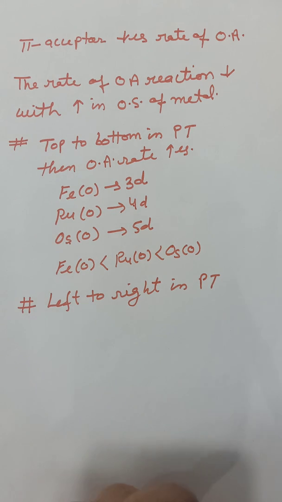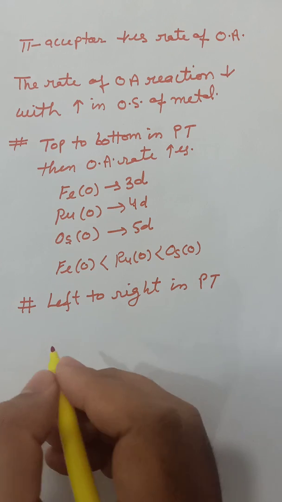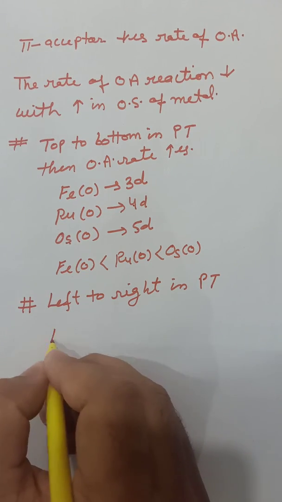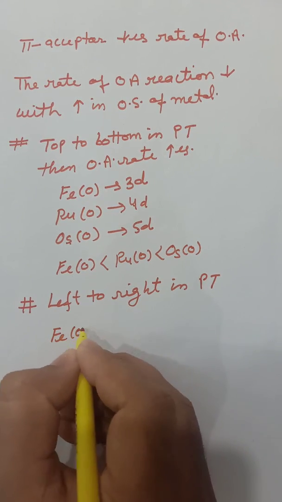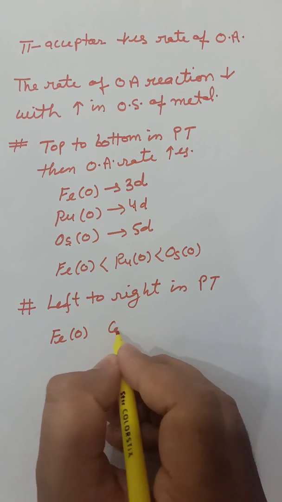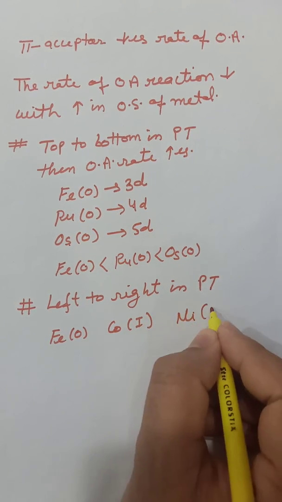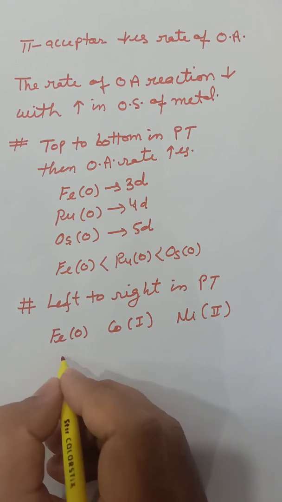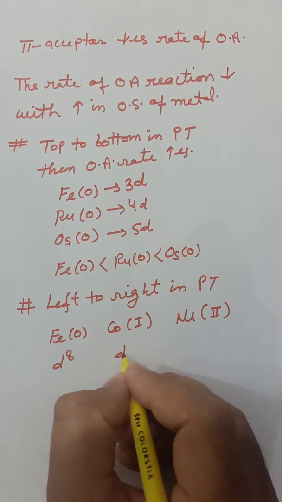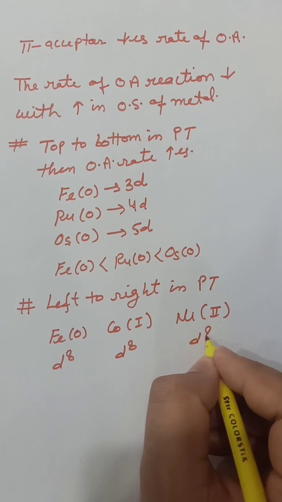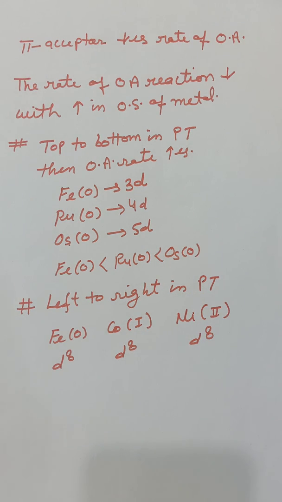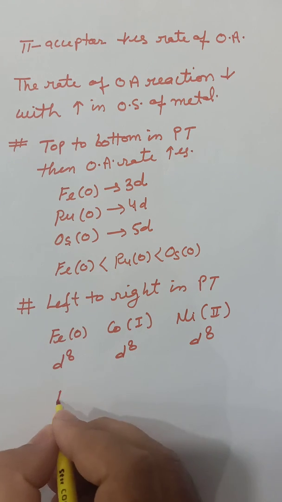Again, let's take an example, then I will explain why this is happening. Let's say we have iron in zero oxidation state, cobalt in +1, and nickel in +2 oxidation state. All have d8 electronic configuration. Now, in this case, the rate of oxidative addition follows this trend.